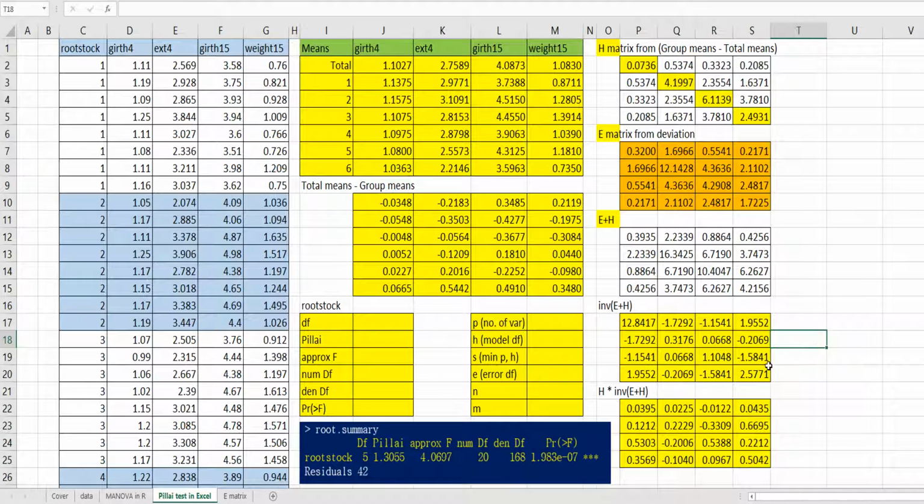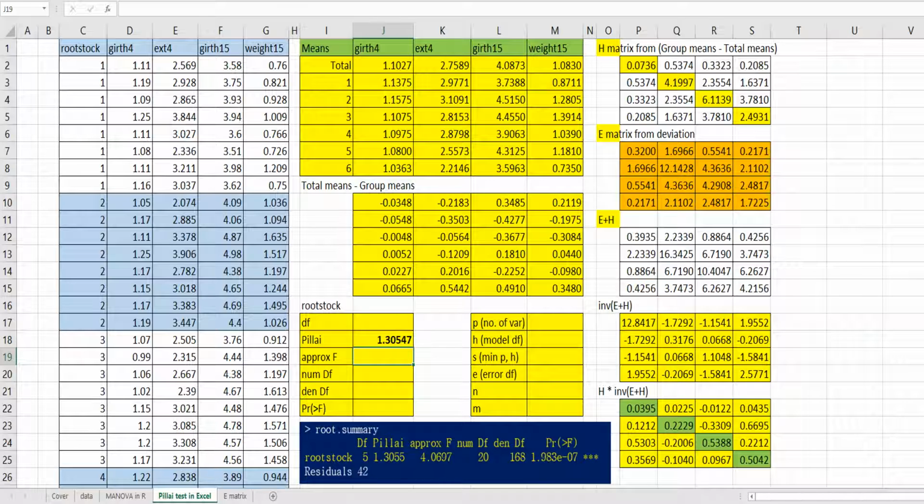Right. So this one, diagonal elements. So Pillai's test statistic, Pillai trace, is the sum of the diagonal elements, which is the same as our output. All right. Then we need to calculate the approximate F value, degrees of freedom, and p-value.